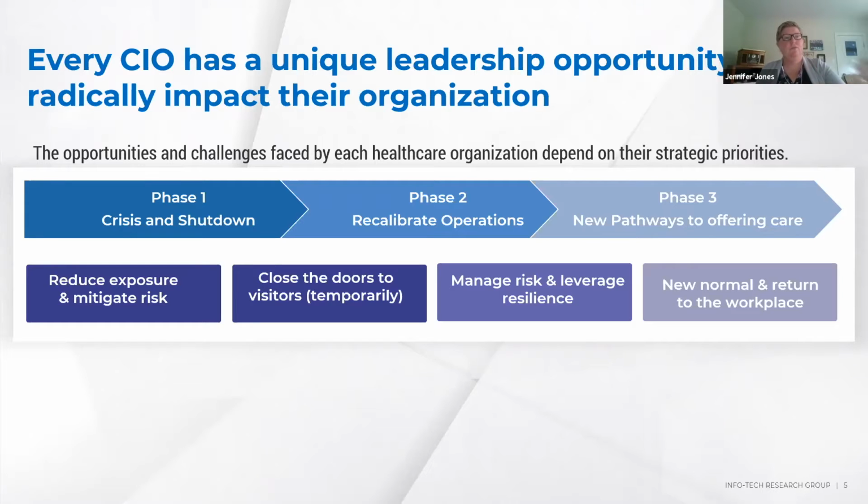And screening, for example, is one way that we've recalibrated some of our organizations. And so some visitors are allowed to come back into acute care environments. So those doors were reopened, and they were closed temporarily. And then the third phase really was about identifying new pathways and new workflows to offering care. So rethinking some of the workflows of the past.